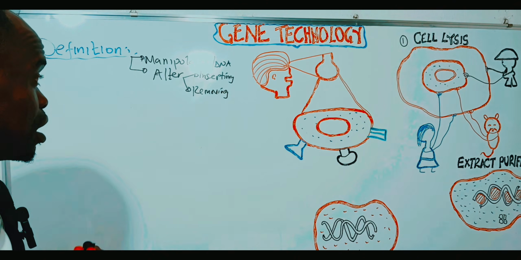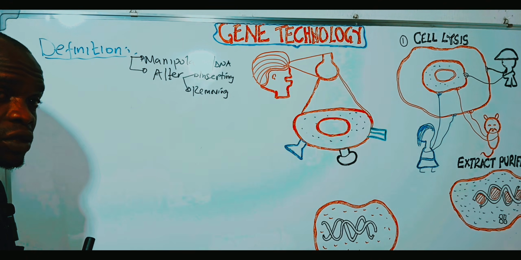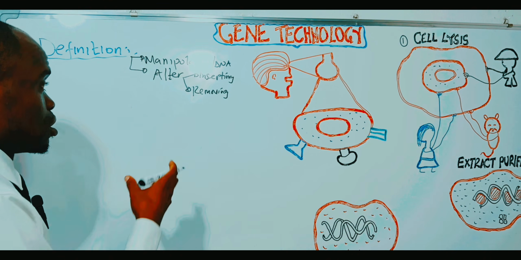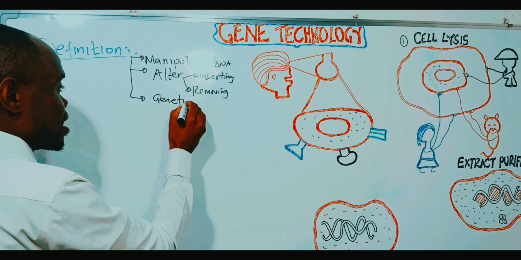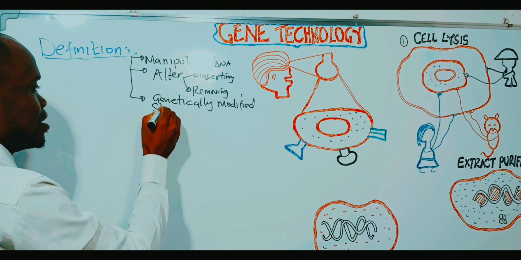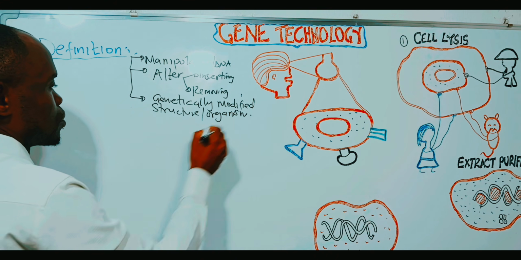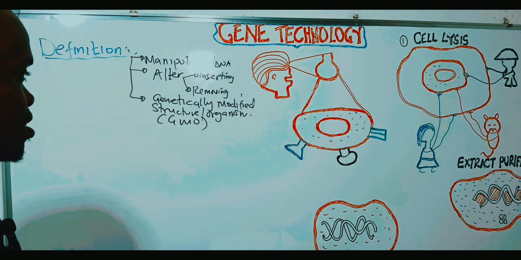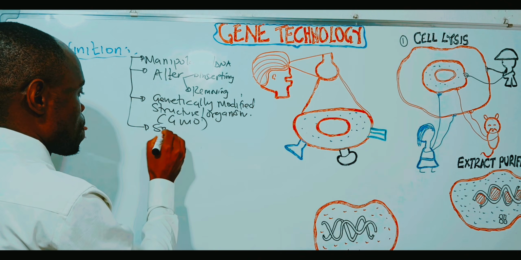So why are we doing this? We are doing all that so that we can get an organism that is genetically modified, an organism with genetically modified structures. That means we are doing all of this to have a genetically modified structure. We normally abbreviate it as GMO, genetically modified organism. This organism has what we call special traits.